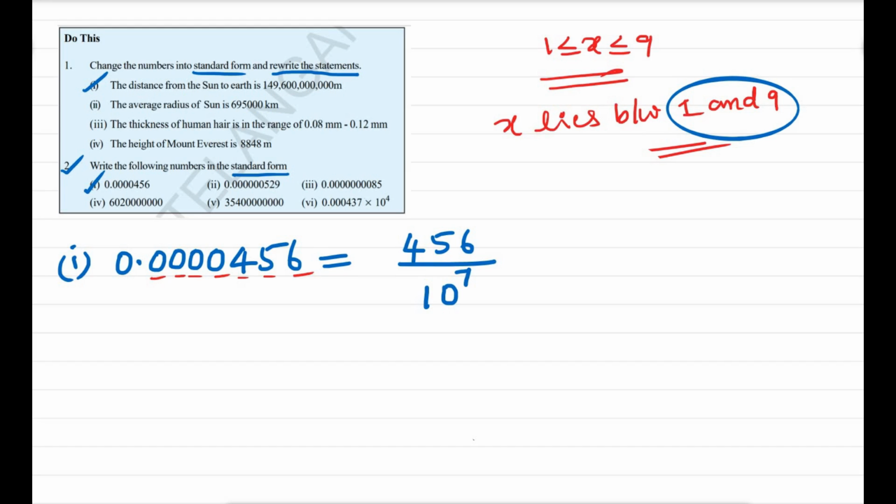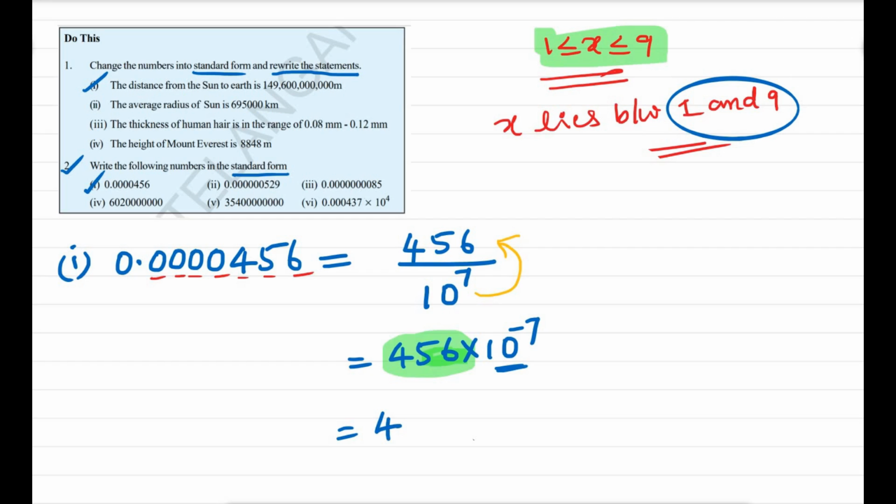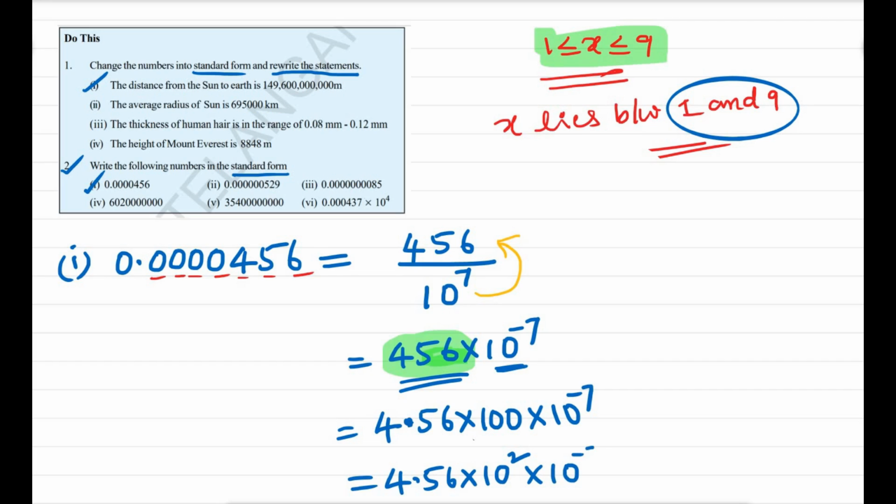Already we discussed how to convert in powers of 10. So 456 into, if I take this 10 power 7 to the numerator, it can be written as 10 to the power of minus 7. Now this part is over. Now check out this part, 456. This is a very large number, so we have to bring it between 1 and 9. I just put a decimal between 4 and 5. So 4.56 into 100 is again 456, into 10 to the power of minus 7. So simplify this: 4.56 into 10 to the power of 2 into 10 to the power of minus 7.